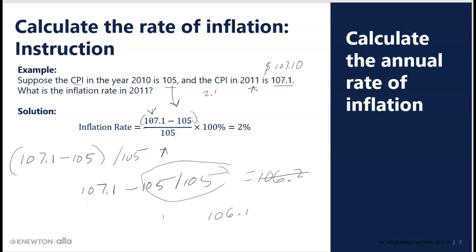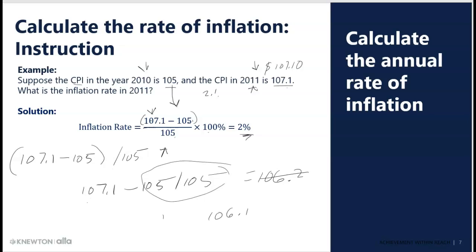Okay? So when you do that, you get 2.1%. Well, I guess 2.1 divided by 105 times 100 will then give you the 2%. That's correct, 2%. So it's a 2% inflation rate. And that is per year, because it's from 1 year to the next year. If you did it over 2 years, you would have to say over 2 years, or an average of 1% per year or something like that.